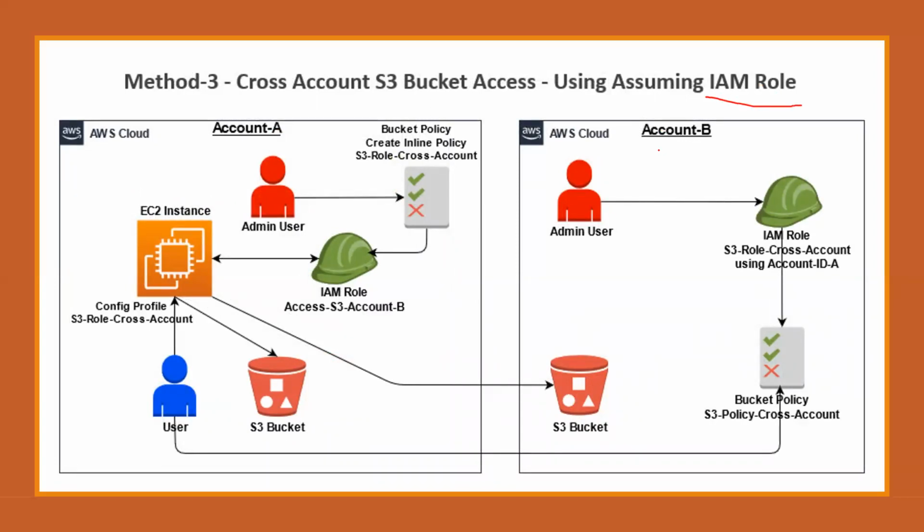In account B, where the S3 bucket is that we need to access from this EC2 instance, we will create an IAM role using the account ID for system A. We will name this role S3 role cross account. We will also implement one policy called S3 policy cross account. This policy will be implemented on this role. We will use this same role, S3 role cross account, in account A.